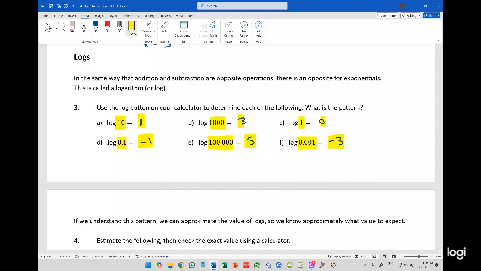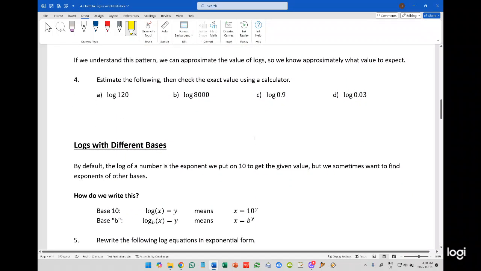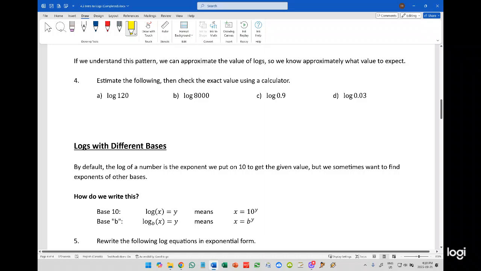Cool. If you know the pattern, we can estimate these despite the fact that without a calculator, it's hard to get a precise value. So here's the way I'm going to look at it. I want to see which powers of 10 120 is between. So I'm just going to write it this way. And by the way, this is not a solution at all. It's just a way of thinking about it.